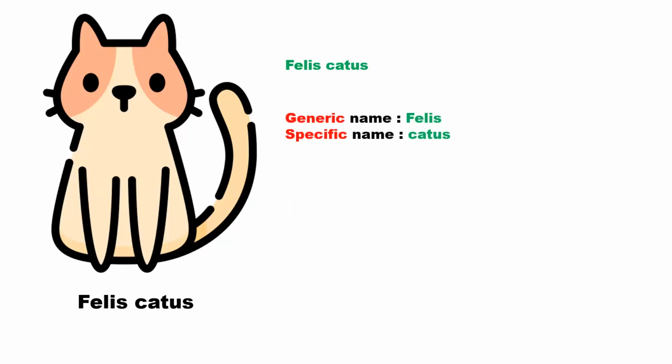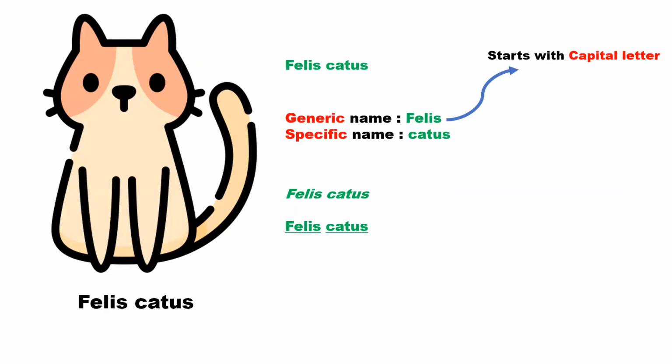Now, I'll give you another example of a cat. The binomial nomenclature of cat is Felis catus. The second thing is, it has two parts. The generic name is called Felis, and the specific name is catus. It is always written in italics, and when handwritten, it is separately underlined. Also, the first part, the generic name, always starts with a capital letter, and the second part, the specific name, always starts with a small letter. This is all about binomial nomenclature.